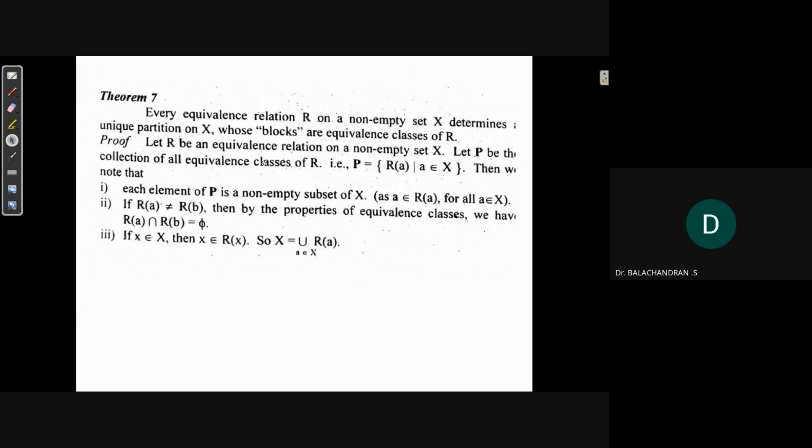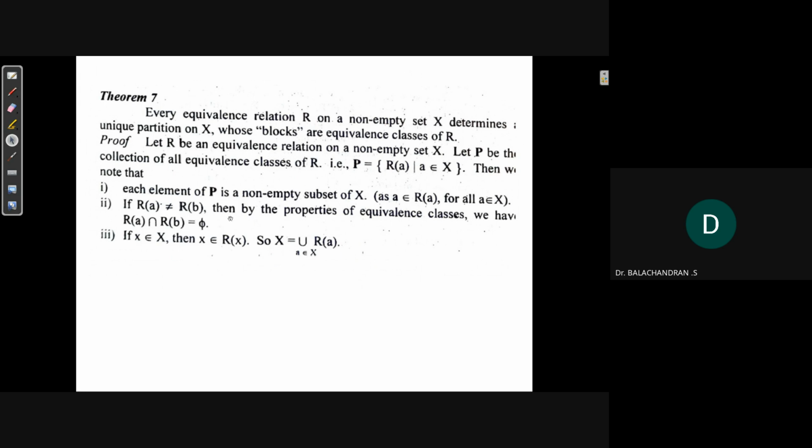So the next theorem says that if we give an equivalence relation, we can find a partition. That is the content of this theorem statement. Every equivalence relation R on a non-empty set capital X determines a unique partition on X whose blocks are the equivalence classes of R.